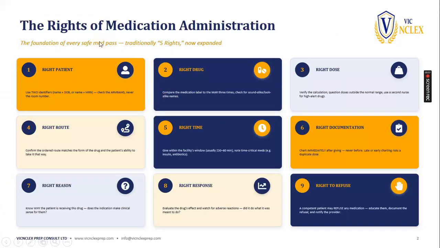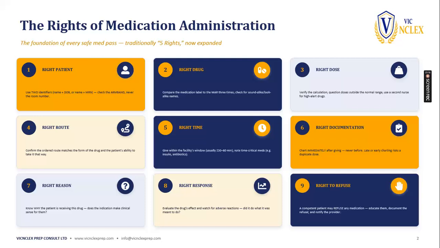Okay, so when we look at the rights of medication, remember that is one of the foundations of every safe medication administration. Are you following? For a medication to be safe, we need to make sure we obey the rights. We have so many of them, about 9 of them here.